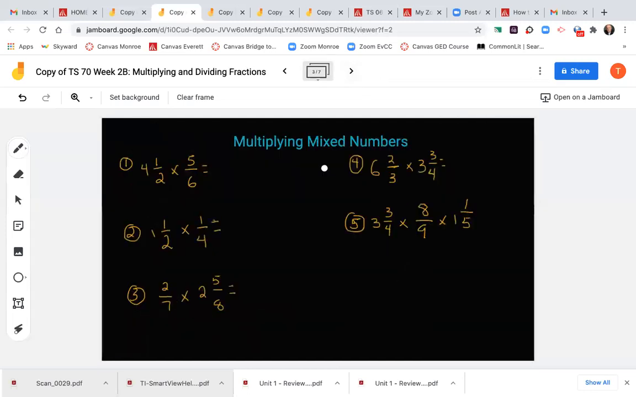Let's jump into some mixed fractions, okay, and talk about these, and then we'll talk about dividing here. I'm going to show you how to multiply mixed fractions. So go ahead and write down the first example here, 4 1/2 times 5/6.